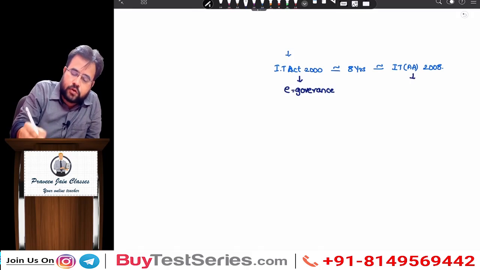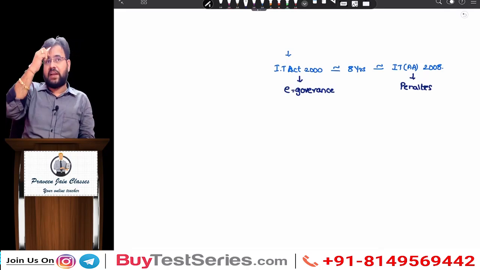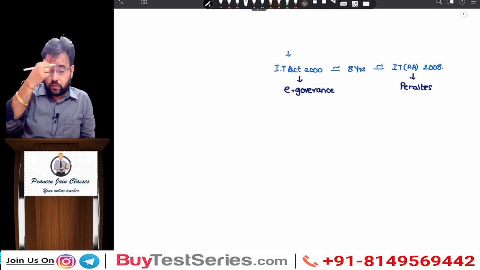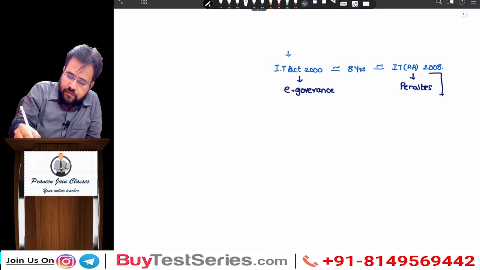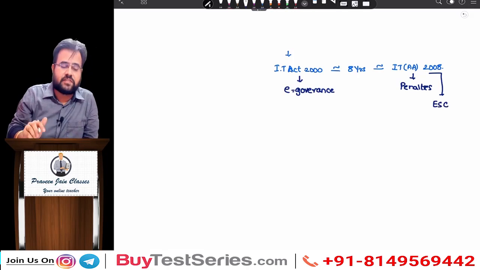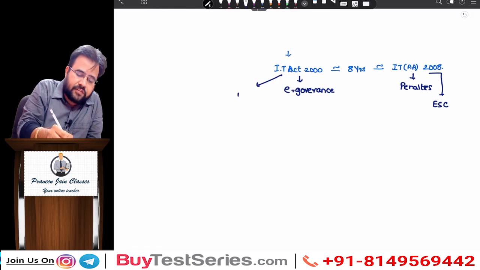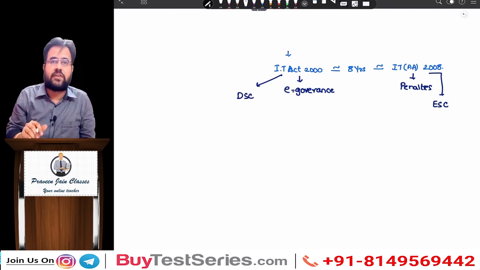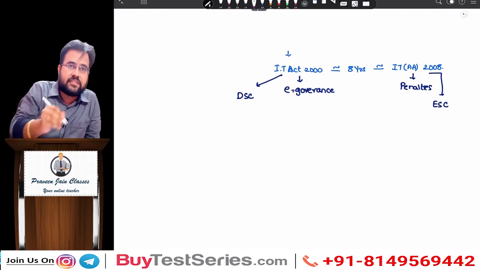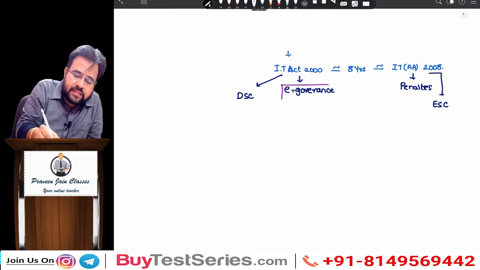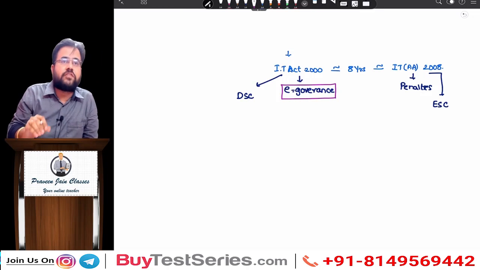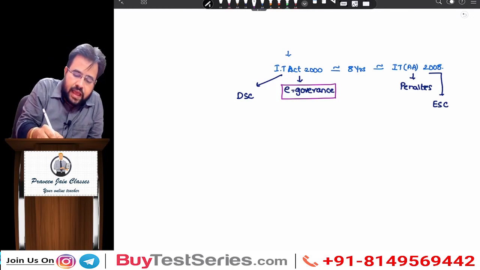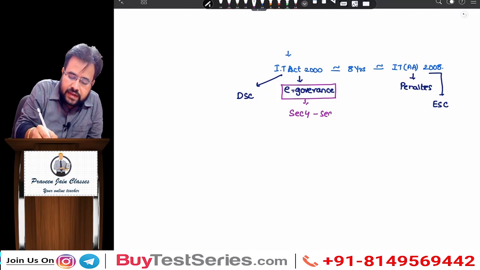And in the IT Act 2008, the focus was more on penalties, because many sections got inserted which were levying penalties. For the first time we used the word electronic signature certificate. In the IT Act, they defined only digital signature certificate. The more we read, we will understand this chapter. Today's class, I would like to focus on one short concept, which is electronic governance. Electronic governance runs from section number 4 to section number 10.